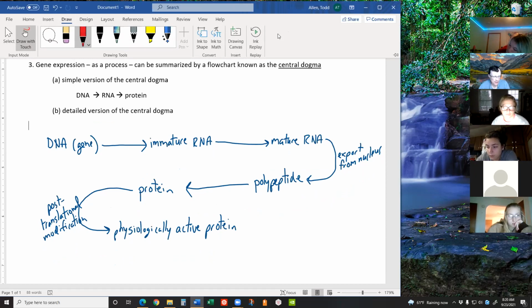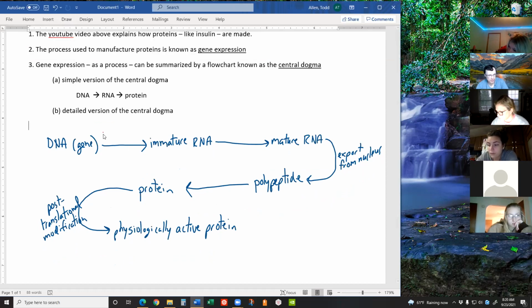Okay. So the process of taking a gene and using it to manufacture a piece of immature RNA is known as transcription. And I will highlight for you that transcription as a process is illustrated in figure 3.27. Figure 3.27. Okay.